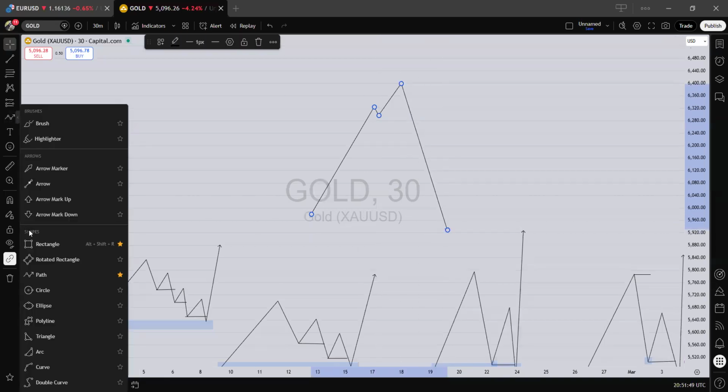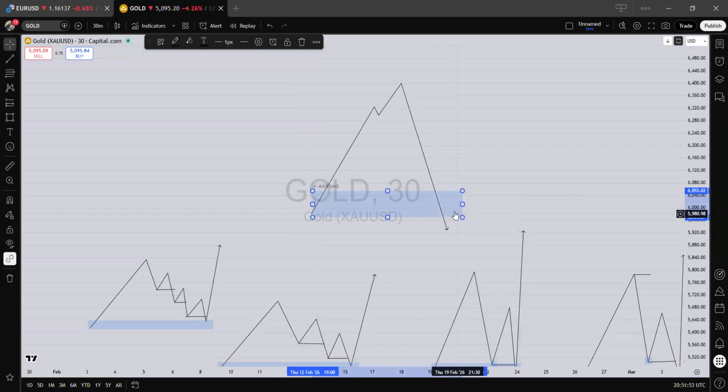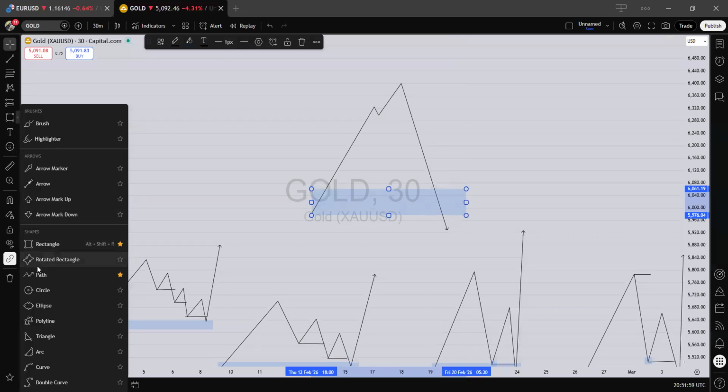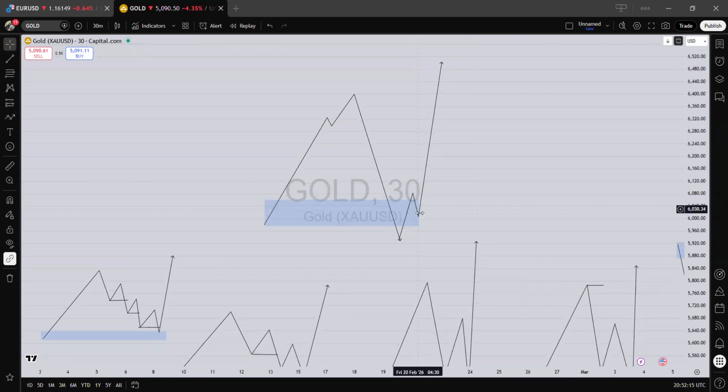Sometimes when there is no inducement, price doesn't even engineer liquidity, price just takes out the POI. It either closes inside the POI or above the POI, then reclaims the POI for continuation.